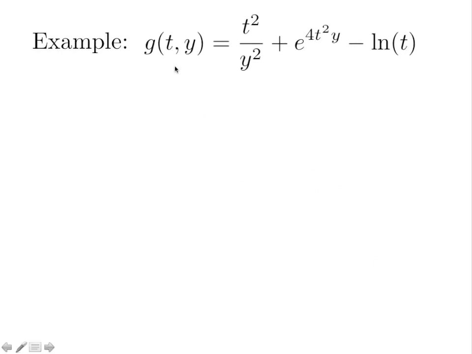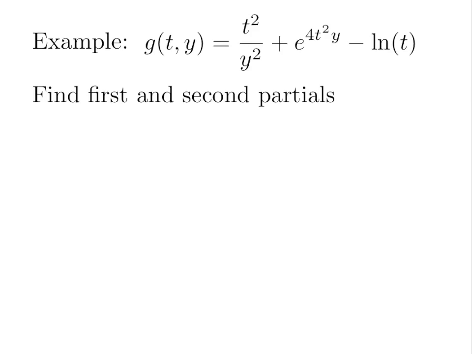Consider the function g of t comma y equals t squared over y squared plus e to the 4t squared y minus ln of t. Then I could ask you to find the first and second partials. For multivariable functions, it's easier to find first and second partials when you rewrite a fraction as multiplication. That is t squared times y to the minus 2. That means I bring y squared from the denominator to the numerator, and the other two terms are going to be the same.